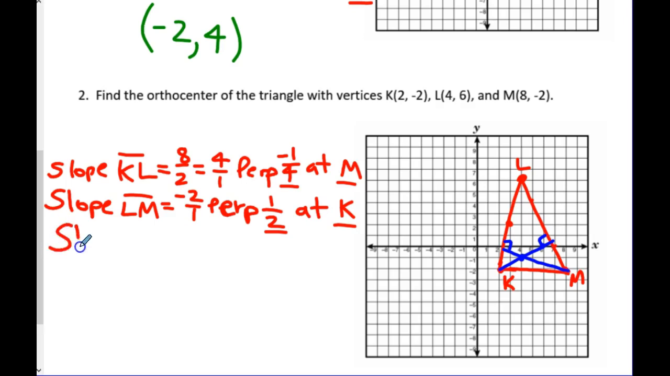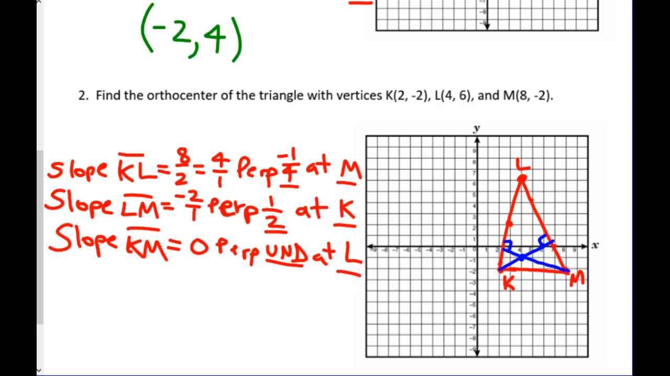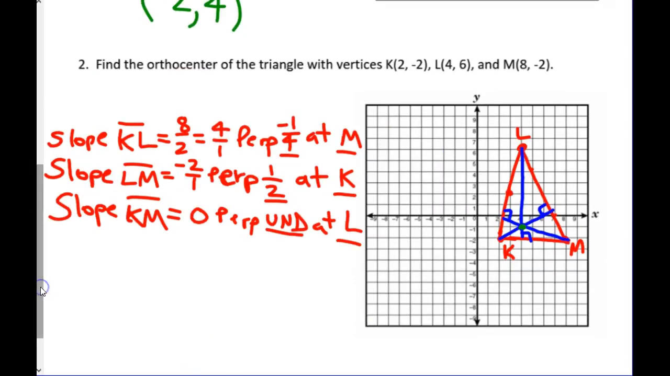The slope of KM is horizontal. What's the horizontal slope again? Is that 0 or undefined if it's horizontal? 0. So perpendicular is going to be undefined, a vertical line at point L. So at L, make a vertical line, and guess what? It does go through that point. What is that point called? Or what are the coordinates of that point? With the ortho. 4, negative 1. X before Y.